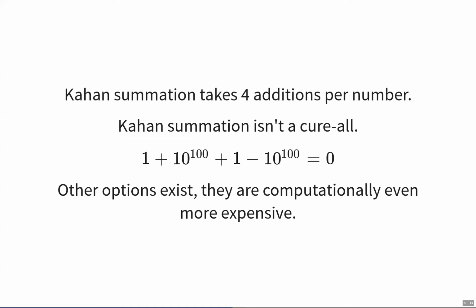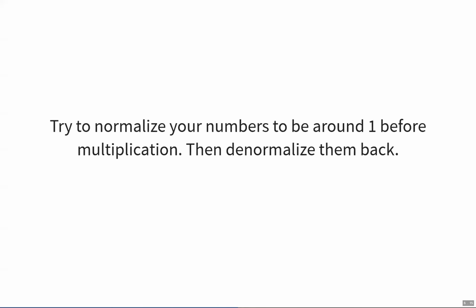So there was addition. What to do if we want to multiply numbers and we want the result to be numerically correct? Honestly, you are kind of doomed, because there isn't an algorithm to do this. What you can do is try to normalize your numbers to be around 1, because there is a lot of precision around 1. So if you multiply the numbers there, this is good. And then you denormalize the result back. You can't do this all the time. You can do this sometimes, but not always.